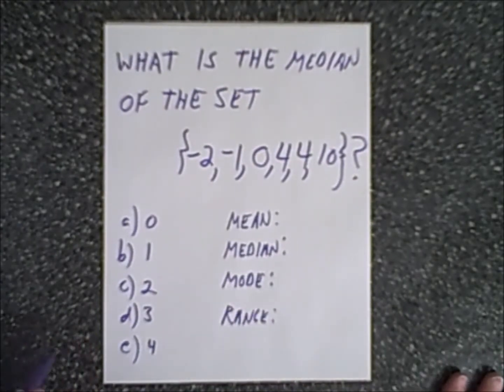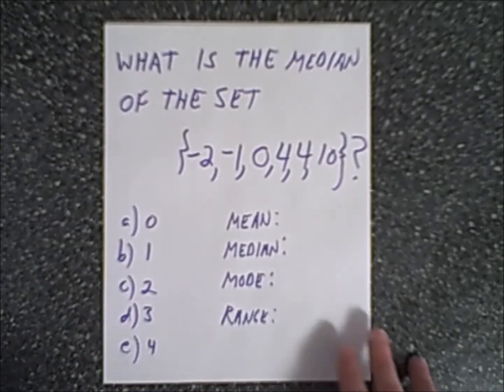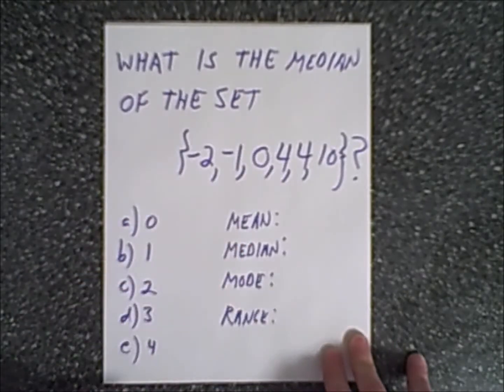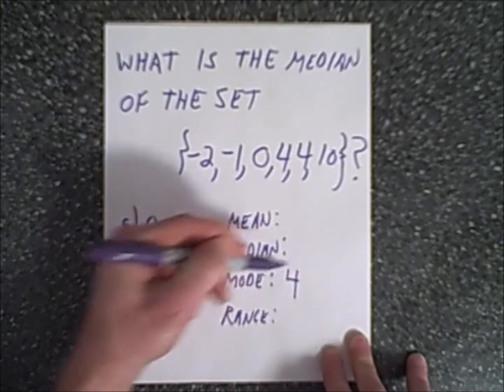The first one that's quite easy to find is the mode, because the mode is simply the element that appears the most often in the set, and that is obviously 4 because it appears twice.